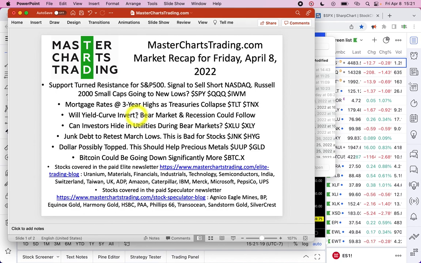Yield curve could invert. I'll show you the yield curve again. Bear market and recession could follow. I'll show you historical examples of how that happened in 2000 and in 2008. During those periods, you could say, oh, but I'm going to buy defensive utilities stocks, and can investors do that? Can they hide in the utilities? We'll find out. And junk debt, I think, is going to retest March lows. This is really bad for stocks because of the correlations.